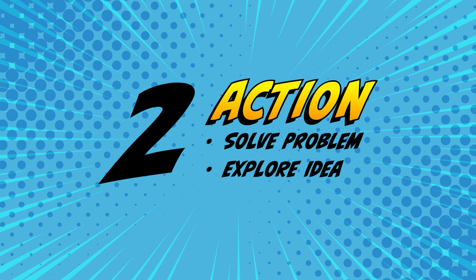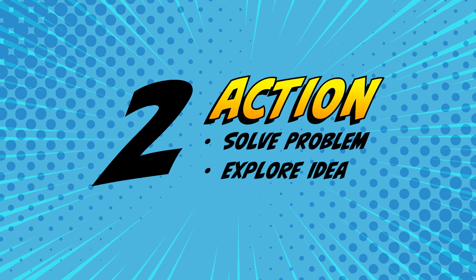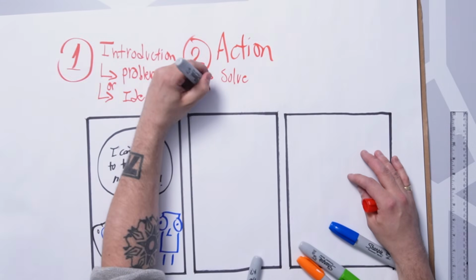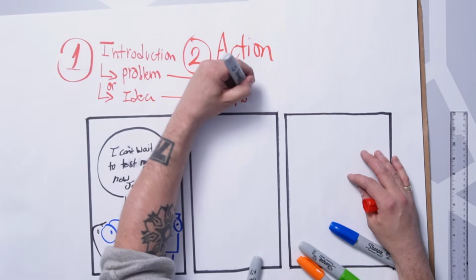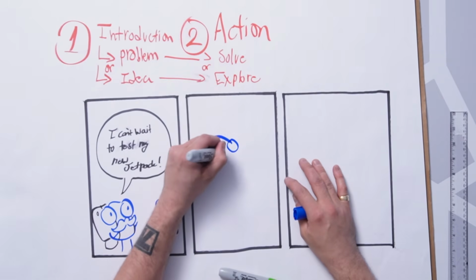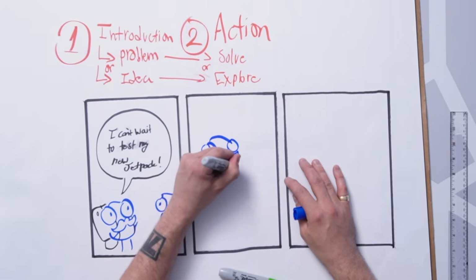to do now is to take action. And this is either going to be action to solve that problem, or it's just action to explore the cool idea. So in this case, we're going to turn on the jetpack. So we're going to throw the character back, looking up and mustache flapping in the wind, feet tucked in.